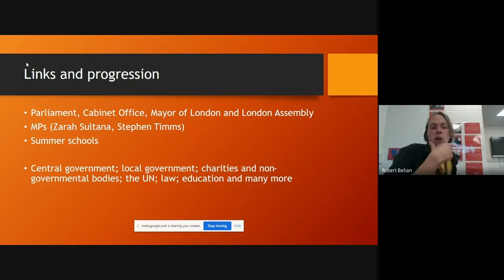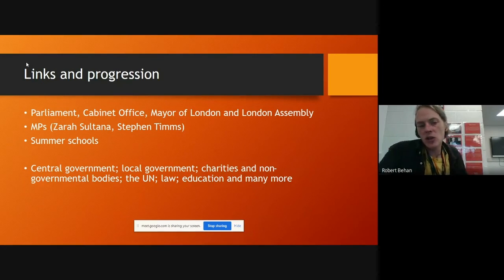Hopefully that's going to clear up in the time which you're doing your course. And then in terms of progression, if you're thinking about what politics can do for you in terms of career, it could be central government. You could go into the civil service. We have former students who have gone on to work for central government, for local government, or for charities and non-governmental bodies. The United Nations does have offices in the UK, and there's no reason to stop you from getting involved with an organization like the United Nations.